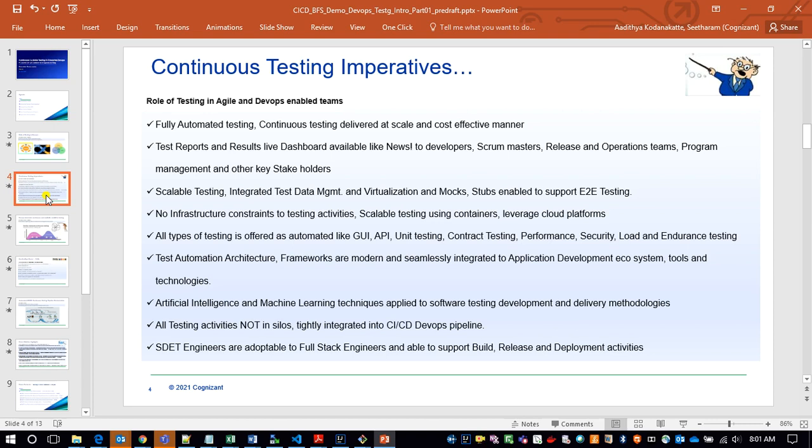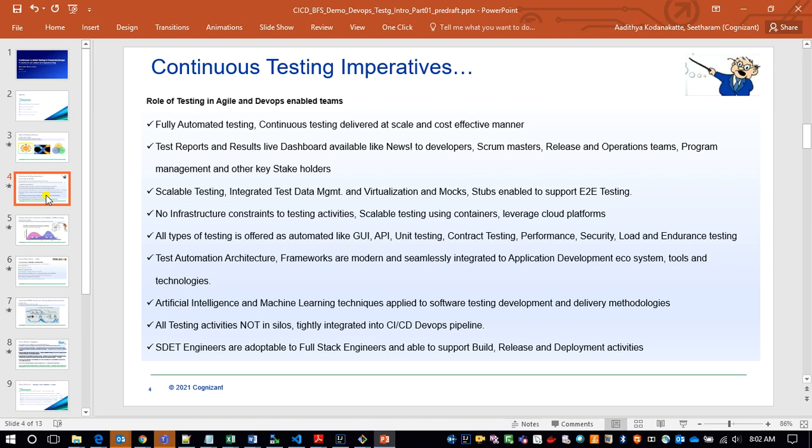And then scalable testing, with integrated test data management, virtualization, mocks, stubs, everything enabled, and end-to-end testing should become a reality. That's the expectation. No infrastructure constraints to testing activities, like scalable testing using containers and leveraging cloud platforms, but there should not be any constraints around infrastructure or environment for testing. All types of testing are offered as automated: GUI, API, unit testing, contract testing, performance, security, load, endurance. Everything needs to be automated. That's another expectation.